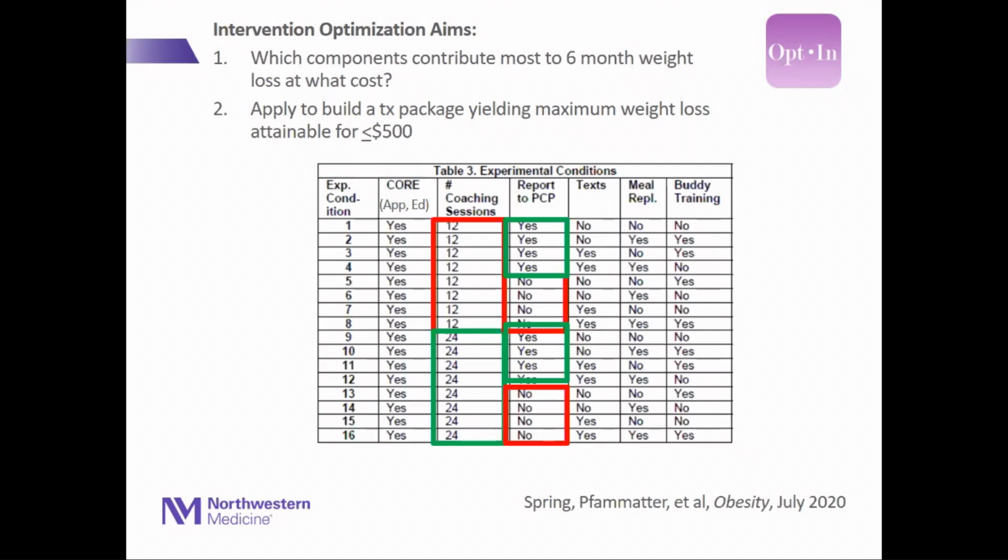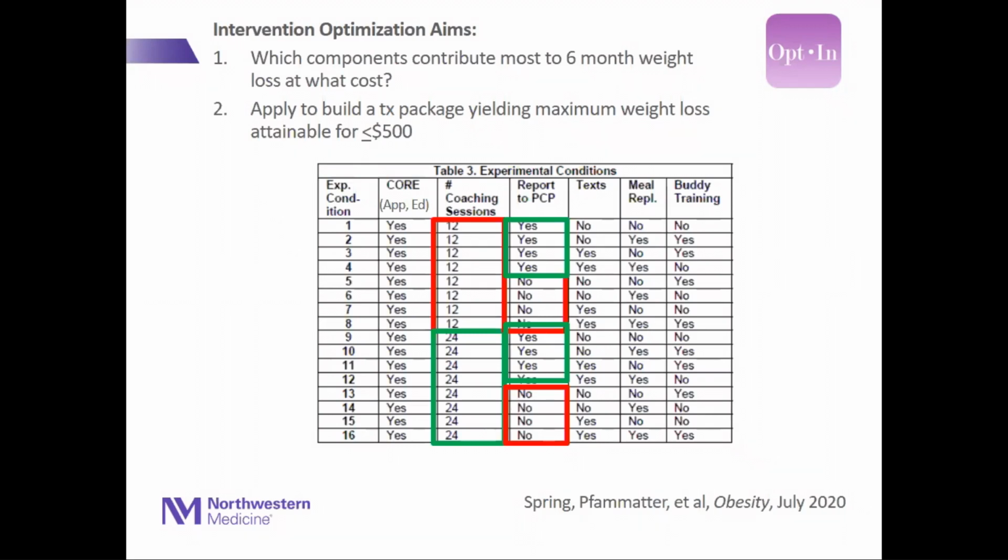So now, which of these things do you think significantly enhanced weight loss? I can tell you, I was betting on the 24 session, because it's certainly the most expensive. I thought it would be an advantage over 12. That's not what we found. What we found was that training the body to be supportive significantly increased weight loss, and there was a synergy. There was an interaction with the report to the primary care provider. If the person was getting buddy training, giving the report to the primary care doctor further augmented that effect.